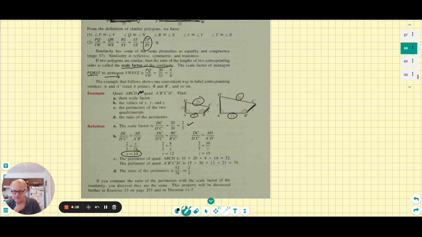To find the perimeters, once we have found all the sides, ABCD has a perimeter of 52. And A prime B prime C prime D prime has a perimeter of 78. The ratio of the perimeters, 52 over 78, is 2/3, which is the same as the scale factor. So whenever you compare the ratio of the perimeters with the scale factor of the similarity, you'll discover that they are the same.